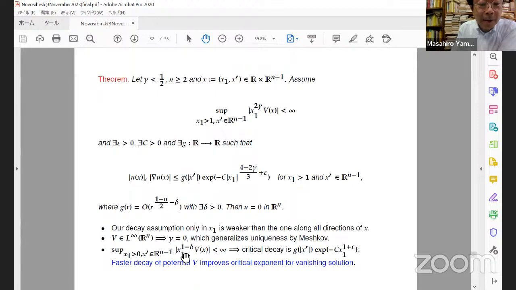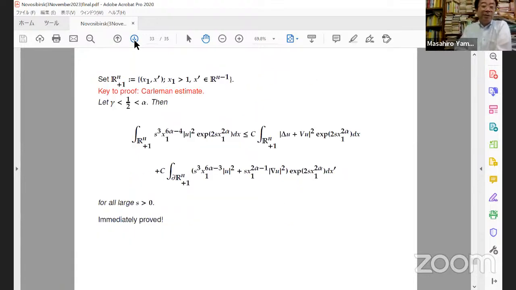The other case is that if V(x) decays slightly slower, like 1 over x1, then the critical decay can of course be improved. Roughly speaking, our results say that faster decay of the potential improves the critical exponent of the solution guaranteeing vanishing everywhere. The proof is very traditional. If we have a suitable Carleman estimate, this is the main Carleman estimate, the proof is rather simple, just by integration by parts, as I mentioned.